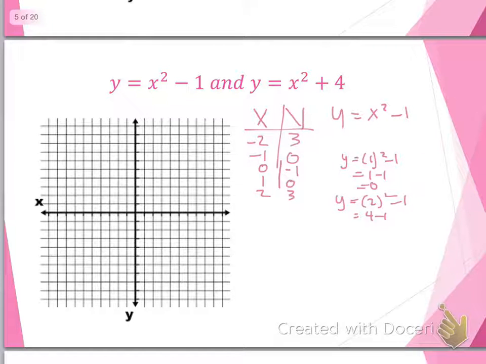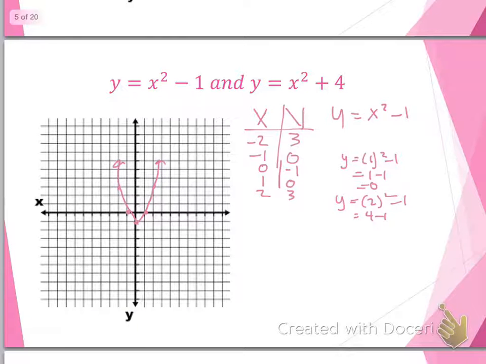So let's go ahead and graph those points. So I go left or right and then up or down. So I go left 2, up 3. I go left 1, stay there. I go 0 and then I go down 1. I go right 1, stay at 0. I go right 2 and up 3. So there is my generic parabola that I got. Okay, it's a normal parabola. It's just shifted down 1 because that's x squared minus 1. Okay, now let's go ahead and do my next one.